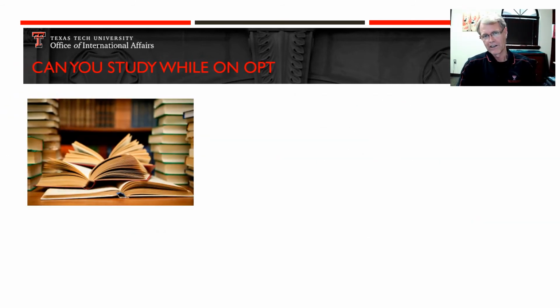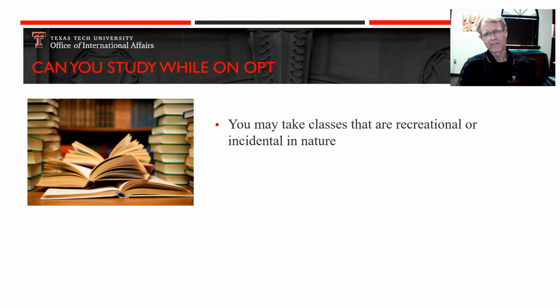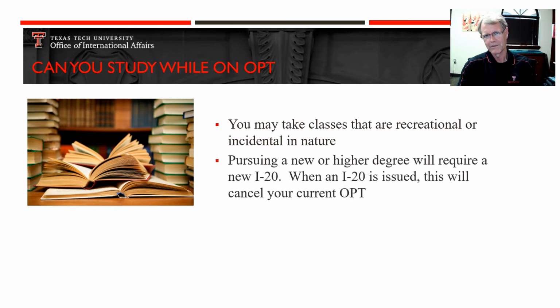Can you study while on OPT? Now, some students ask this question. You can take a class or 2 classes perhaps. It depends, but usually they should be recreational or something that's not tied to a degree. Otherwise, no, you wouldn't want to study. You cannot really begin a new degree when you're on OPT, because the school that you will be attending will need to issue you a new I-20 for that new degree program, and that will cancel your OPT. So during your OPT, you can study, but you cannot begin a new degree program.